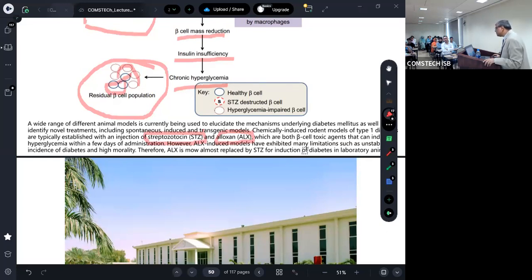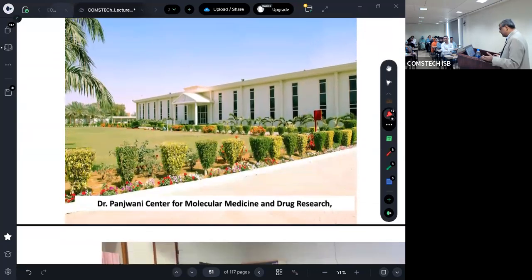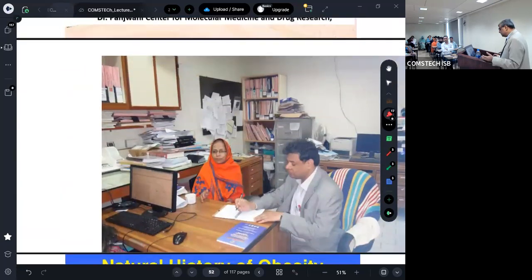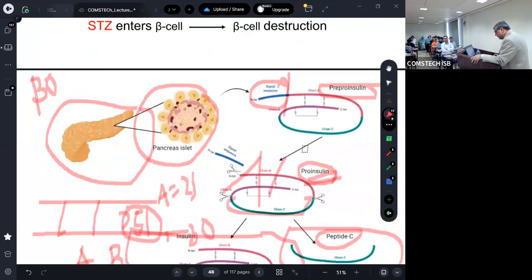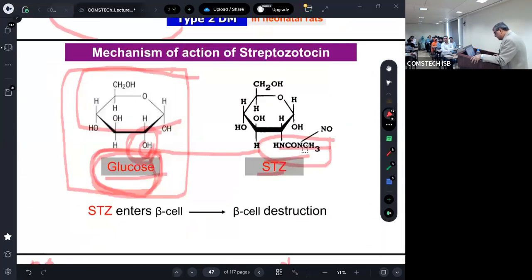For streptozotocin, many companies are selling. How do you select the best company, the best streptozotocin? The same is true. Whose streptozotocin is used mostly, widely? See the reported articles. So here, what we do in Panjani Center, this is the story of streptozotocin.